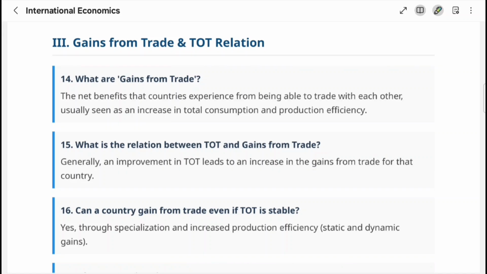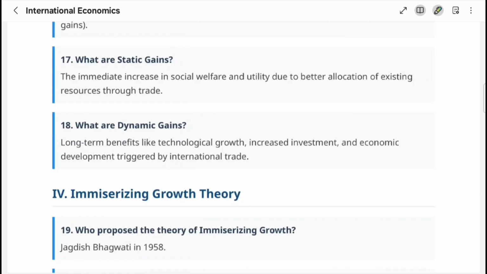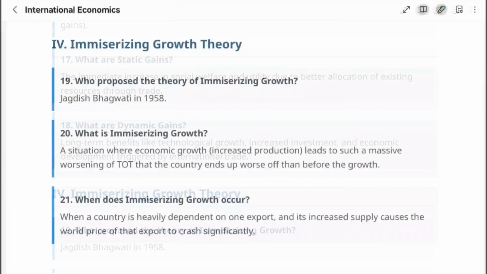Question 16. Can a country gain from trade even if TOT is stable? Yes, through specialization and increased production efficiency, static and dynamic gains. Question 17. What are static gains? The immediate increase in social welfare and utility due to better allocation of existing resources through trade. Question 18. What are dynamic gains? Long-term benefits like technological growth, increased investment, and economic development triggered by international trade.